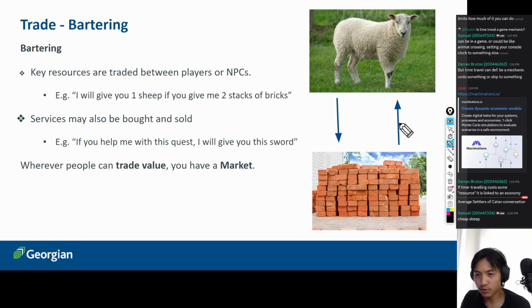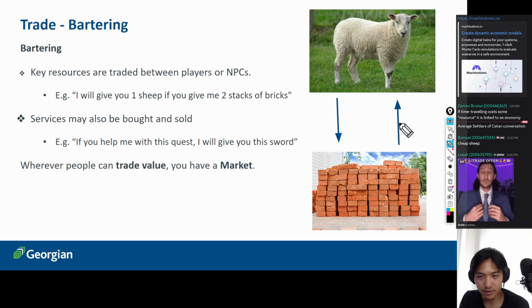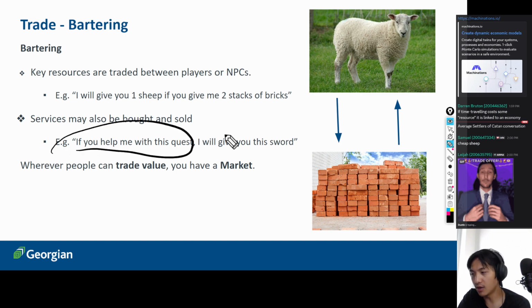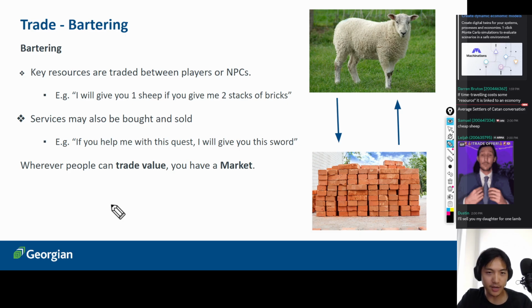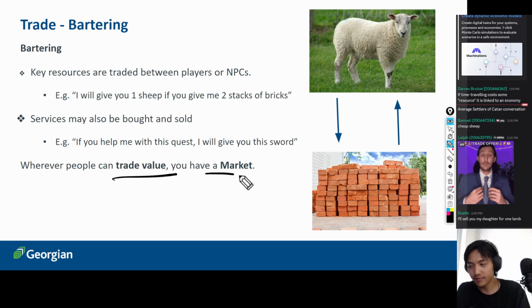You can also buy and sell services. You can say, if you help me with this quest, I will give you this sword. In Minecraft, I will tell somebody, hey, if you dig this big hole for me in these dimensions, I need it for reasons, I will give you a diamond. But every time you can trade value, you have a market. It doesn't matter if you have money or not.